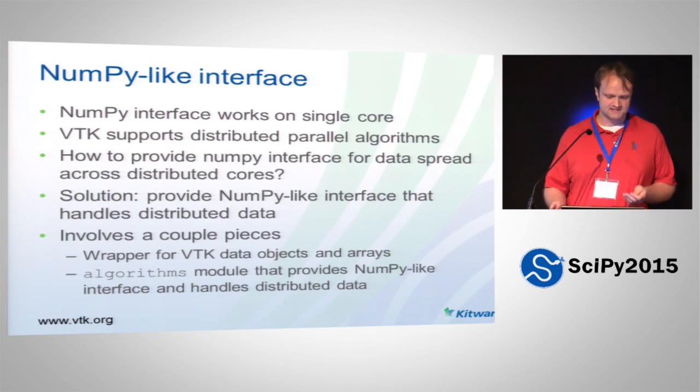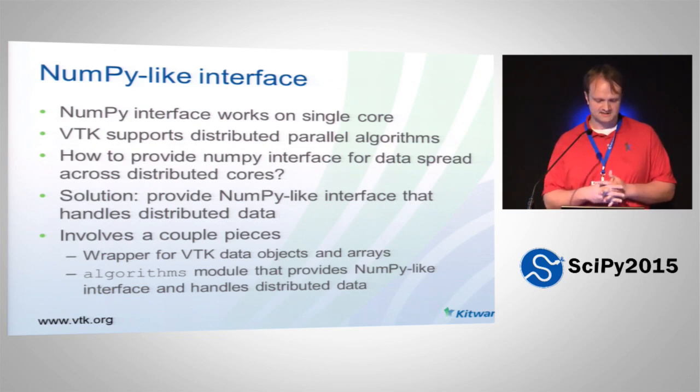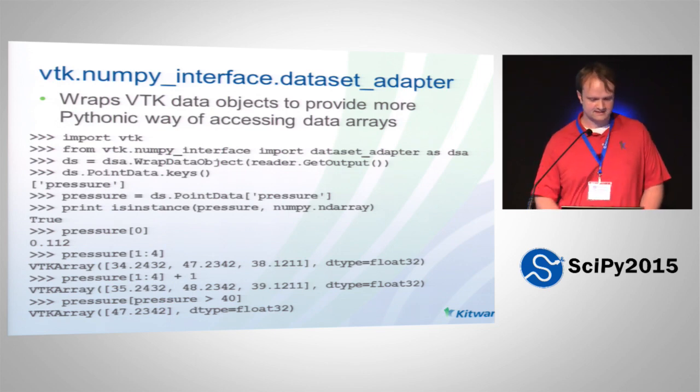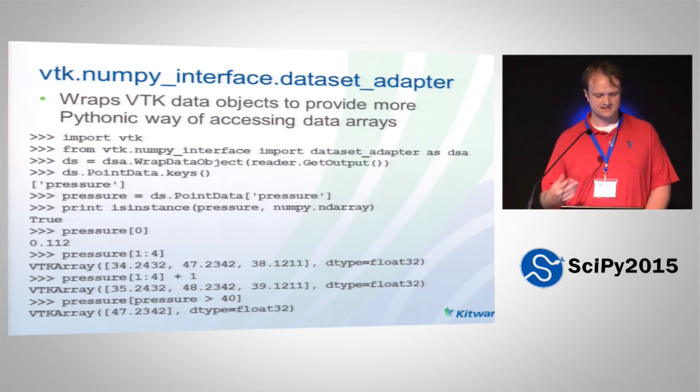So this involves a couple of pieces: a wrapper for VTK data objects and arrays, and a special algorithms module that handles all the parallel and distributed data. In VTK, there's a Numpy interface package with a dataset adapter module that you can use to wrap your VTK objects. What the wrapping provides is a Python object with an interface to, remember I was talking about the point data, a dictionary interface, so it has keys.